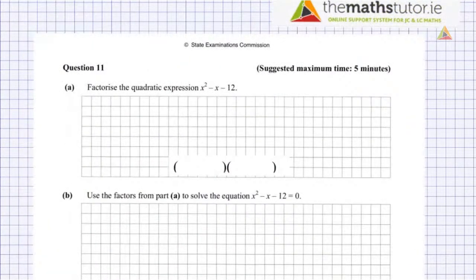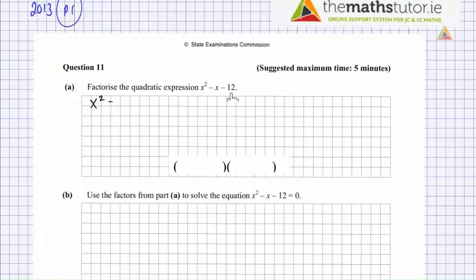Okay, so I've pulled another paper now. This is 2013 and this is from paper 1 and it's question 11. So factorise the quadratic expression x squared minus x minus 12. So I'm going to rewrite that. x squared minus x minus 12. Now this can throw some people because of this here. x is just the same as saying 1x. So I'm going to put a 1 in there. So I'm going to write in a 1 like that.